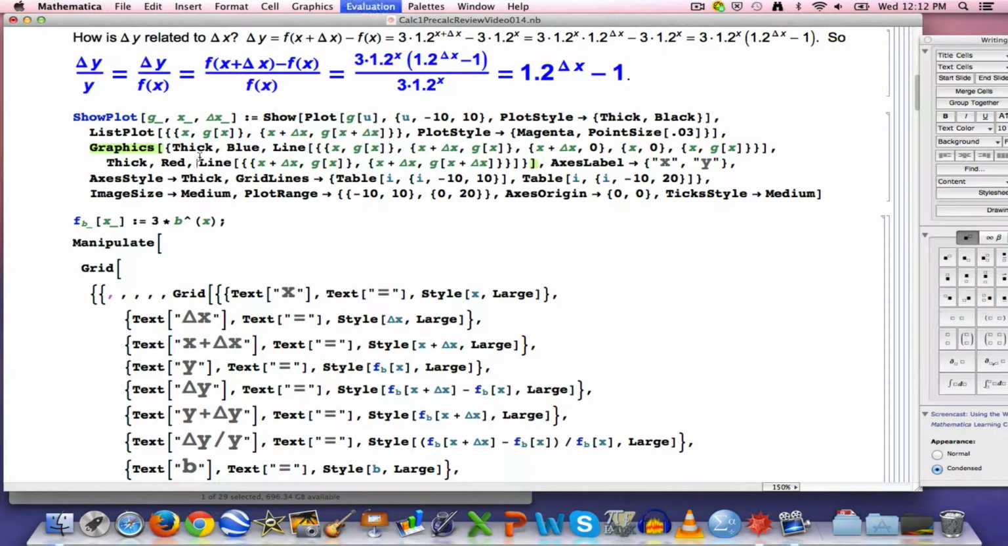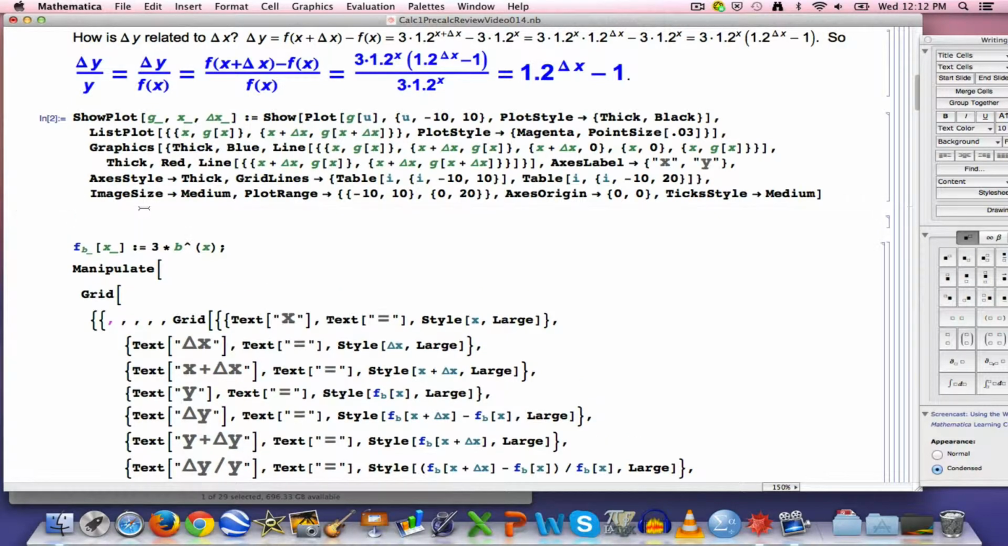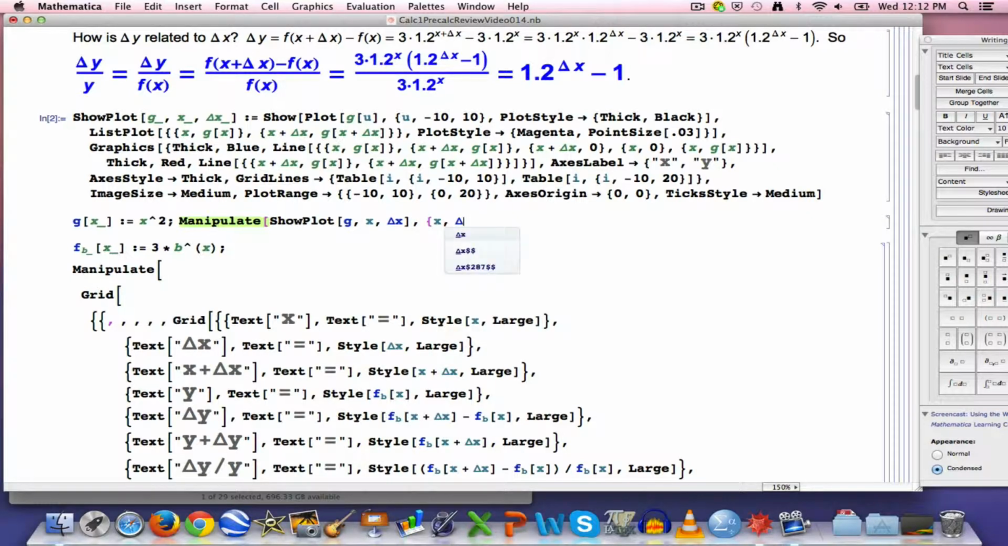Let's go ahead and enter this. I have now defined the command ShowPlot. And now look, it turned black. Let me illustrate that it's doing the right thing by using it, for example, to make an animation of the graph of x squared as x and delta x change. So I'll put ShowPlot inside the Manipulate, put the inputs g, x, and delta x in the ShowPlot. Ultimately, x and delta x are animation parameters. Let's say x starts at -5 and goes up to 5, and delta x starts at 1 and goes up to 3.